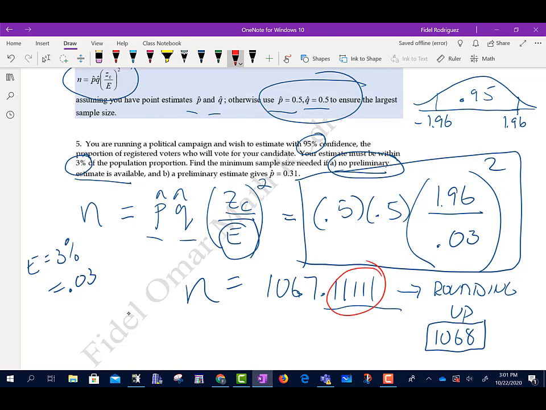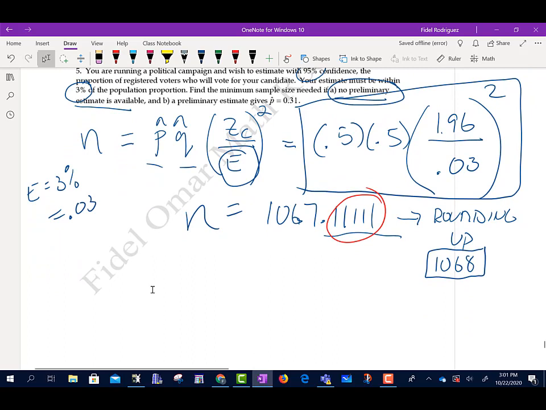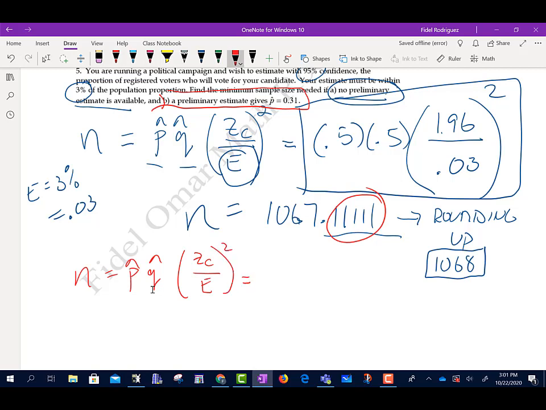Now, we're going to do the same problem because there's a little bit more. There's a part B to it. And part B says, what happens if our preliminary estimate gives us a P hat of 0.31? So I'm going to write down my formula again: P hat, Q hat, ZC, error, all squared. So we know our P hat in this case is 0.31. Now remember how I find Q hat? Q hat is 1 minus P hat.